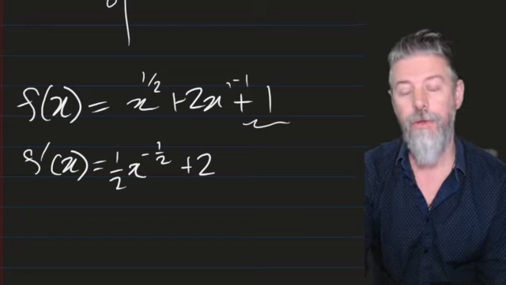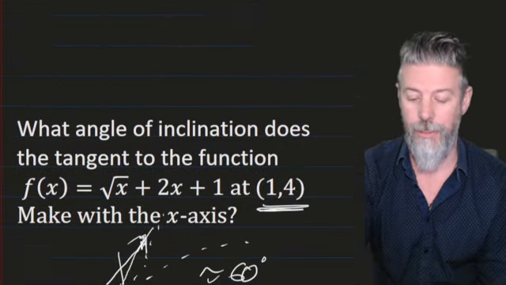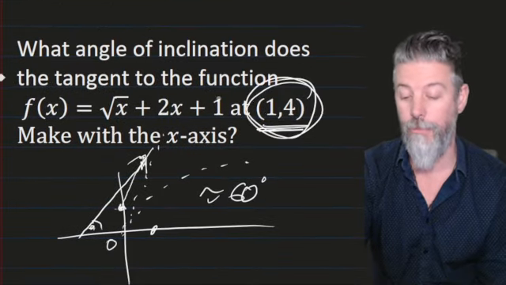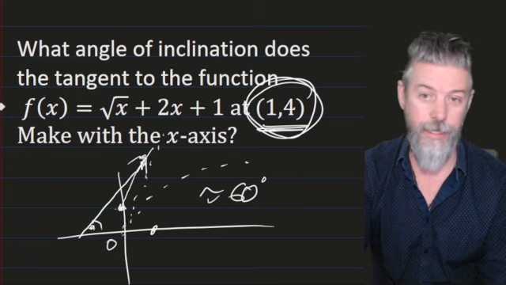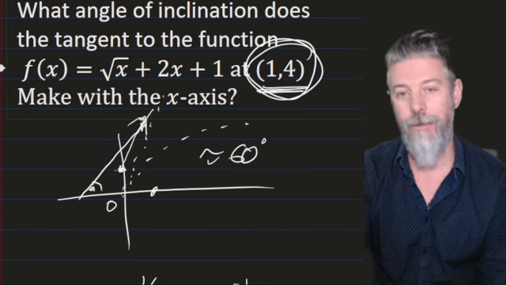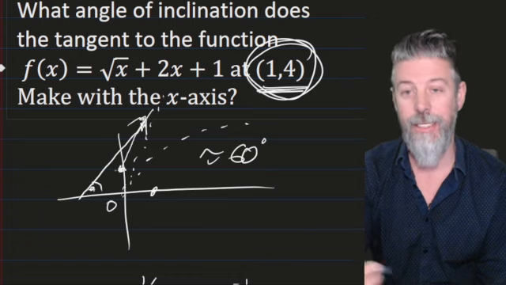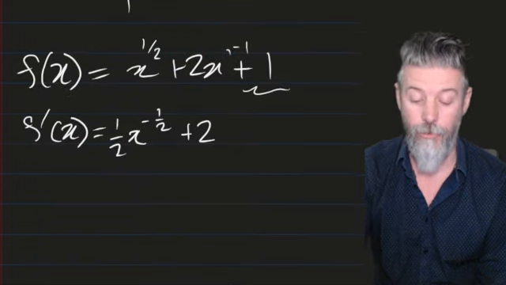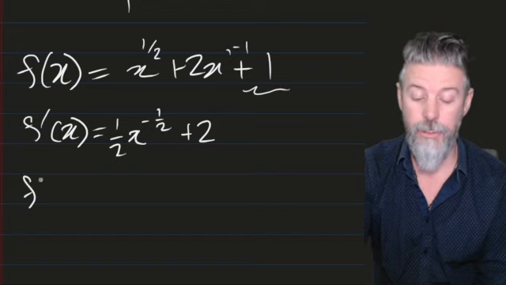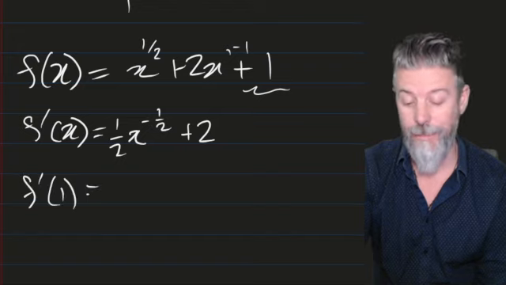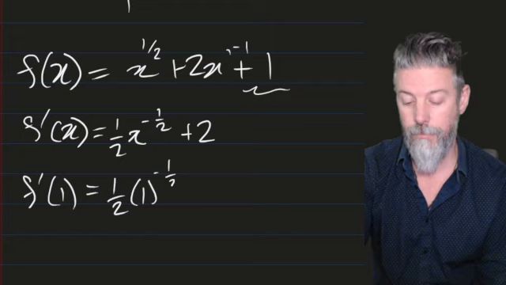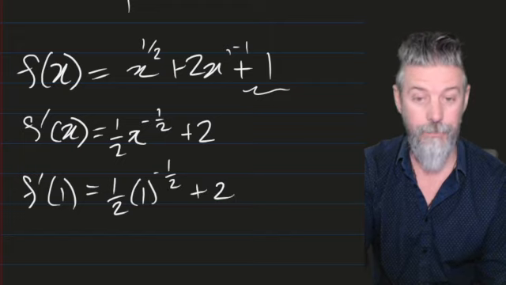Now we're asked what the gradient is at a given point, right? We have this point here, 1, 4, that we're trying to find the gradient at. Now, all we really care about is the x value in that point. That's what gives us the gradient out of our gradient function here. So we're just going to chuck 1 in to our function and see what we get.